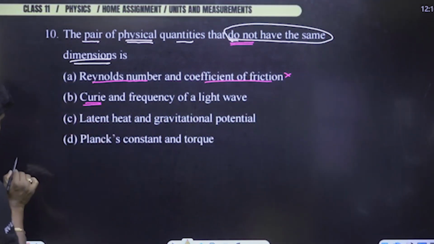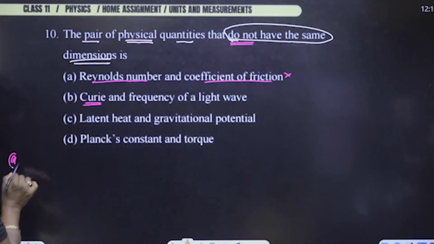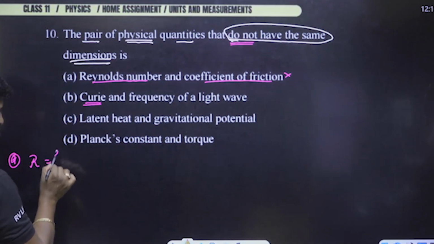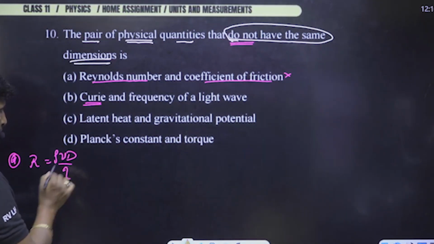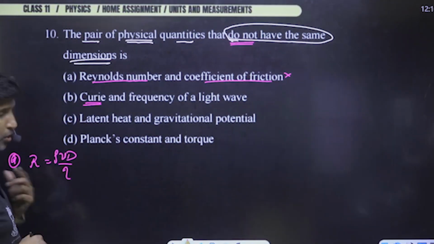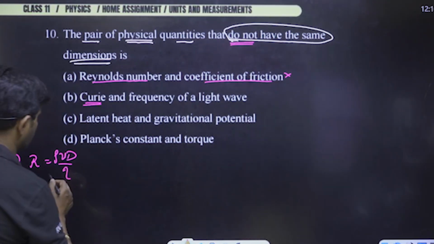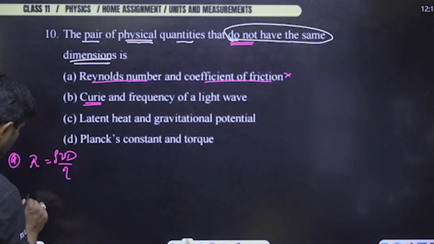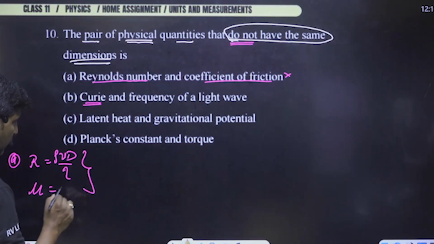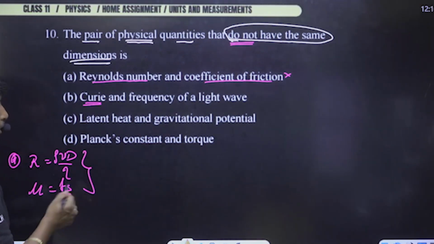See here, Reynolds number you can say is rho V d by eta, that is inertial forces by frictional forces. And it is also the same as the coefficient of friction. Both will have the same units.